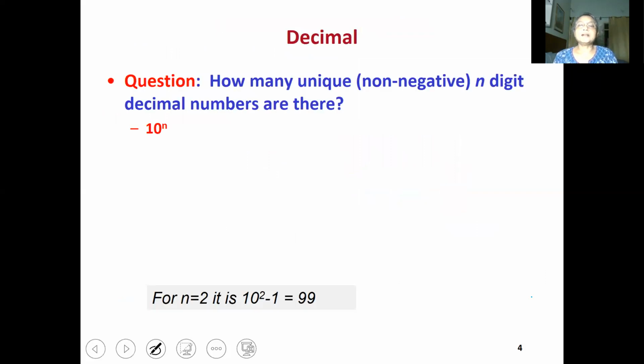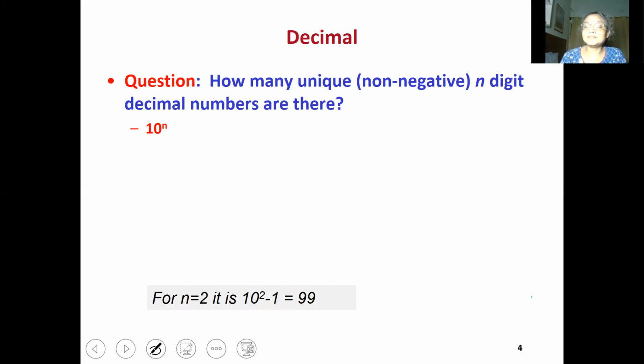So now, if you have an n-digit decimal number, how many unique decimal numbers can it represent? If you have an n-digit decimal number, each digit can have 10 values, 0 to 9, and therefore the number of unique n-digit decimal numbers is 10 to the power n.